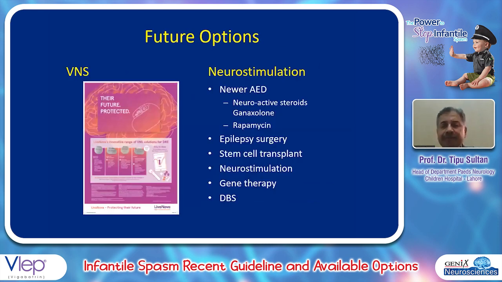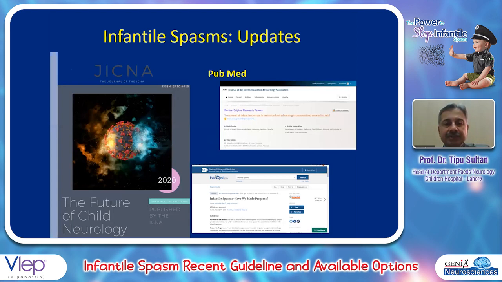Still, there are many future options coming in the coming years and maybe the decade. These include not only some of the pharmacotherapies, but also non-pharmacotherapies like gene therapy, neurostimulation, stem cell transplants, epilepsy surgery, and some of the anti-epileptic drugs. These are some of the infantile spasm publications from our department in JICNA and other journals.